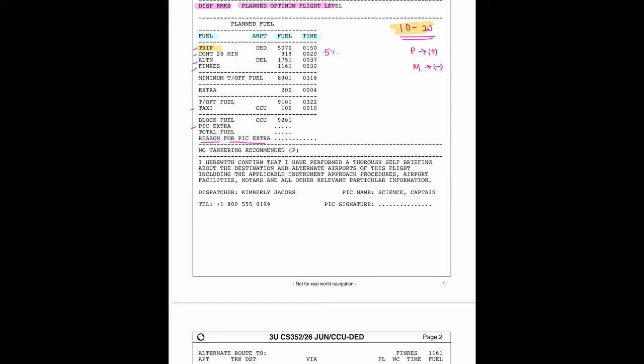So trip fuel up to Dehradun is 5070 kgs actually, which is 5.07 tons, and time is 1 hour 50 minutes. Contingency fuel for 20 minutes is 919 kgs, which is 0.9 tons, for 20 minutes of flight contingency. Alternate fuel for Delhi is 1151 kgs, 1.1 tons, which takes approximately 37 minutes to reach Delhi from Dehradun if we can't land at Dehradun. Final reserve fuel is 1161 kgs. Okay, so 1.1 tons approximately.